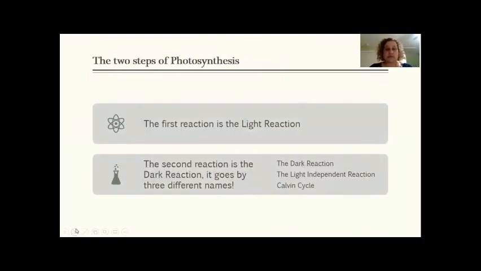All right, there are two steps of photosynthesis. The first is a light reaction, and the second is a dark reaction. And I know this is confusing because it goes by three names. They are the dark reaction, the light independent reaction, which of course means that it is separate and doesn't need to be connected to the light reaction, and finally, it's also known as the Calvin cycle.